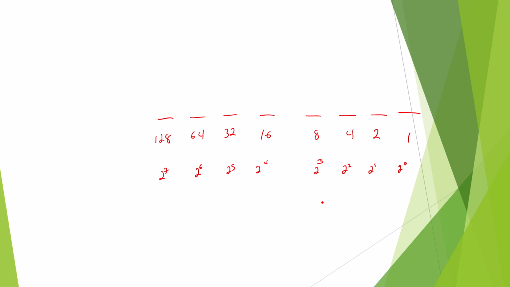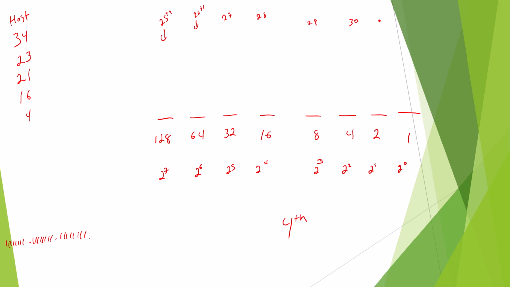All right, the first address we are looking for is 34. So these are our hosts: 34, 23, 21, 16, 4. Now remember, we're in the 4th octet. So that means there are the 1st octet, 2nd octet, and 3rd octet. This is the 25th bit, this is the 26th bit, 27th, 28th, 29th, 30th, 31st, 32nd. We're in the 4th octet.